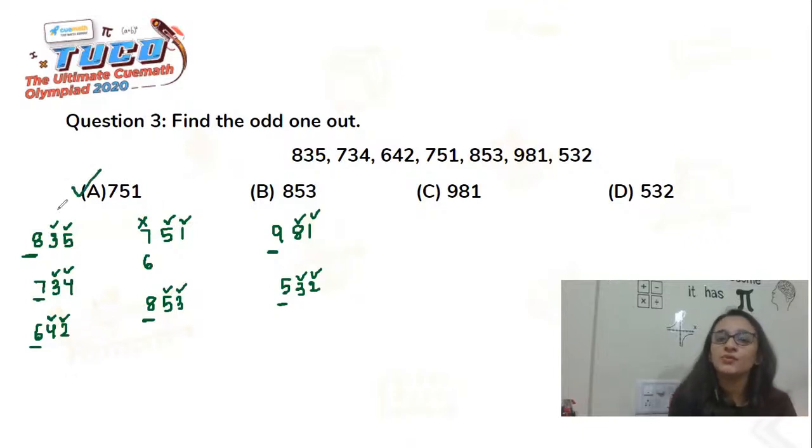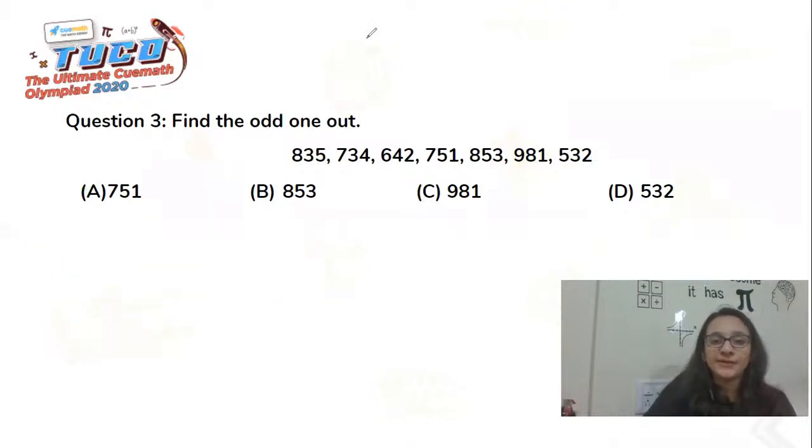So the mathematical rule which got followed here, based on which we could categorize all the numbers except for one, was the digit at ones place and the tens place gets added up to the digit which is there in the same number at hundreds place. So the only number which was not following this was 751, and hence this is the odd one out here.